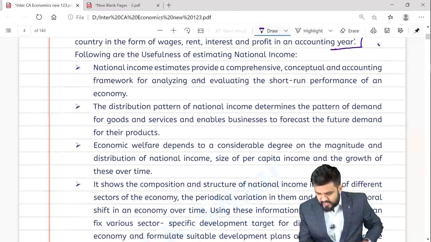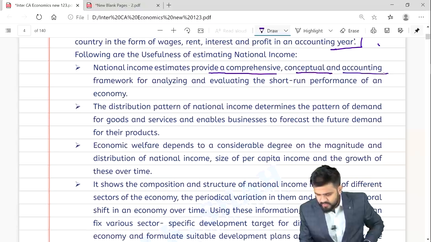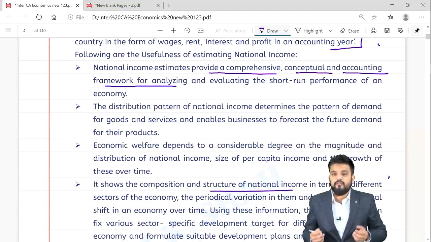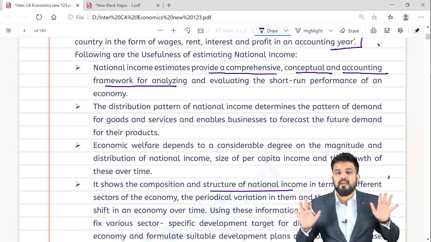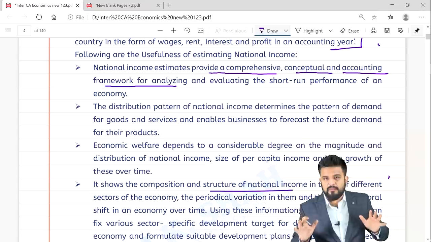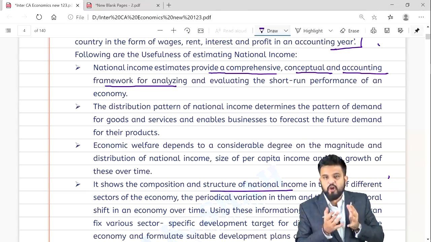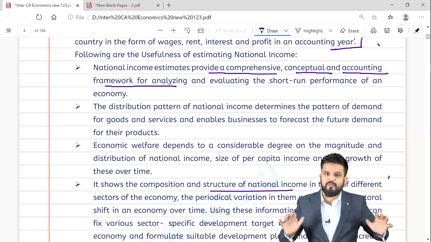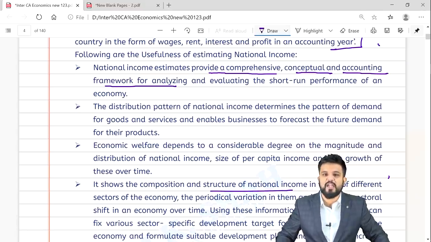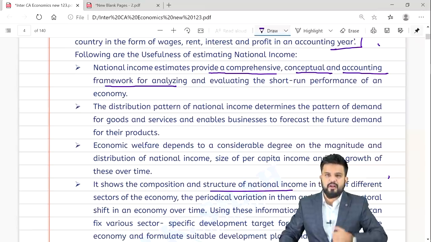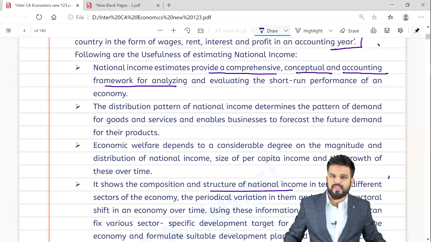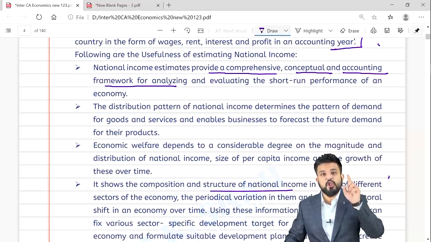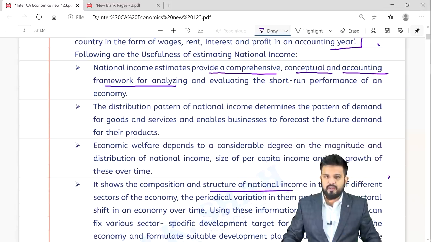So first point says, national income estimate provides a comprehensive conceptual and accounting framework for analyzing and evaluating the short-term performance of the economy. Students, basically national income data, national income or GDP data is a report card for our country's performance. Like if I ask you how much marks you scored in your 10th standard or 12th standard, you will tell me, sir, I scored 85%, 90%, whatever. That is your performance, that is your report card.